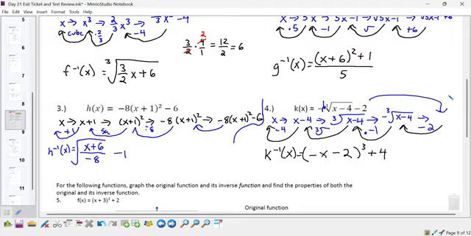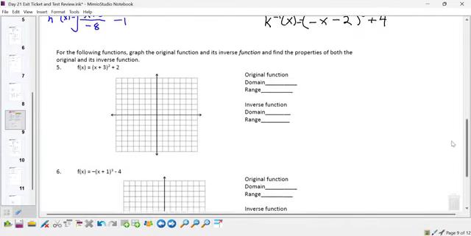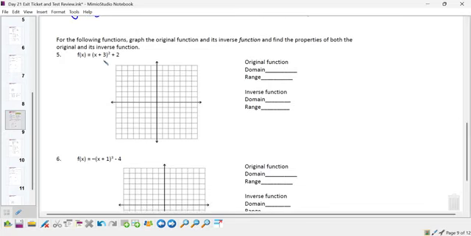All right, for the following functions, graph the original function and its inverse function and find the properties of both the original and the inverse. So I'm going to start with the original function, and I notice that it has a vertex of -3, 2, because it goes left 3 and up 2. So left 3 and up 2, and I'm going to just put that point down. Now I'm going to go -4, -5, -2, -1, and I'm going to do some evaluating.